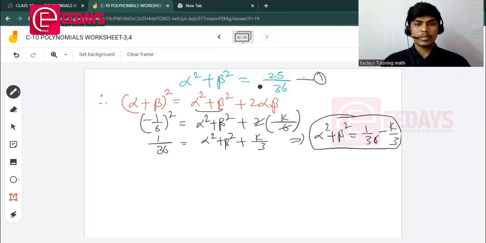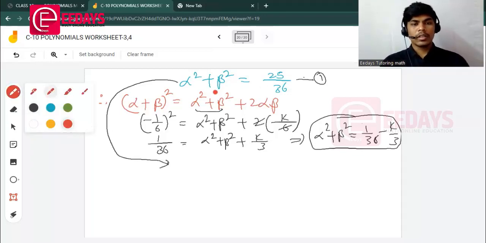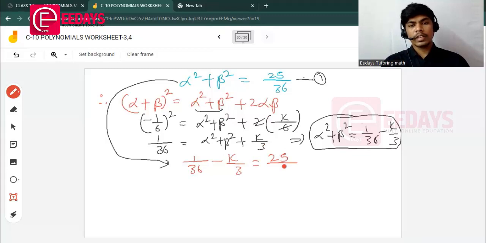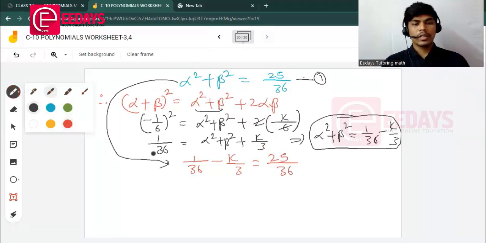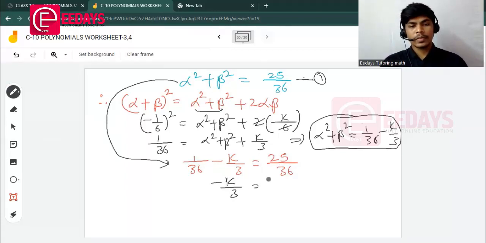All right, now let us substitute here in this equation. In the place of alpha square plus beta square, what I get: 1 by 36 minus k by 3, equal to 25 by 36. So we need to find the k value. Let us transfer k by 3 to the other side and 1 by 36 to the other side. So minus k by 3 is equal to 25 by 36 minus 1 by 36. Here 36 is the LCM, and 25 minus 1, we are getting 24 by 36.